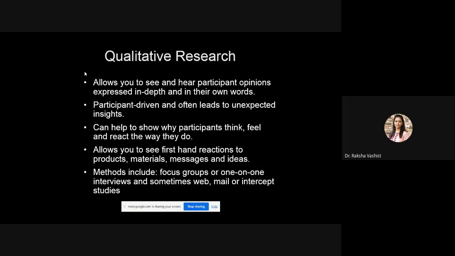Okay, so it is participant driven and often leads to unexpected insights. Qualitative research can help to show why participants think, feel, and react the way they do. Qualitative research also allows you to see first-hand reactions to products, materials, messages, and ideas. So this is all about qualitative research.